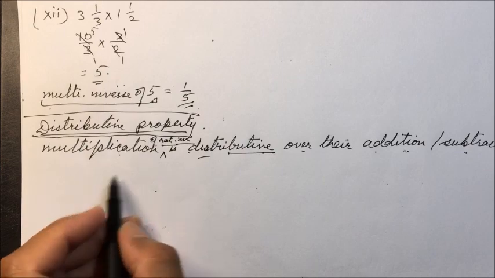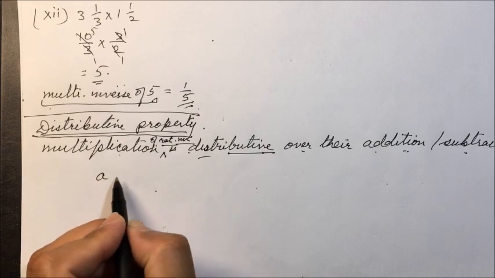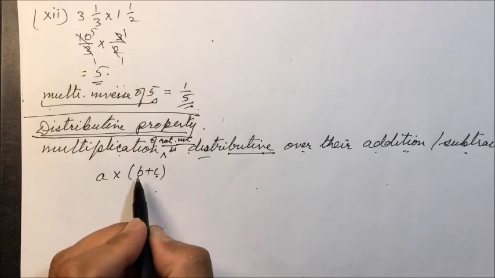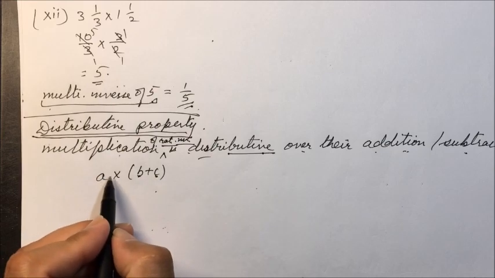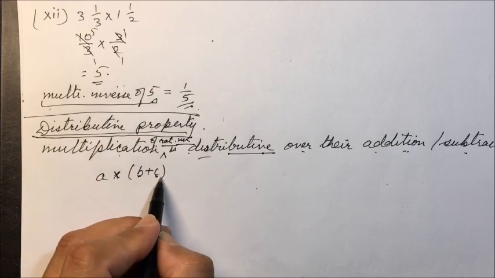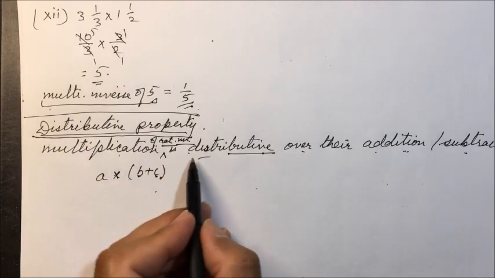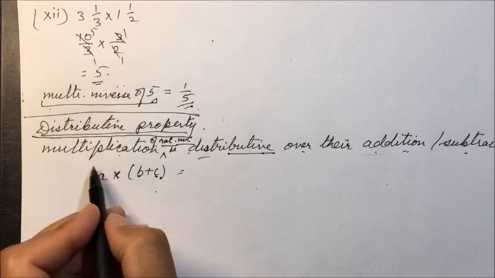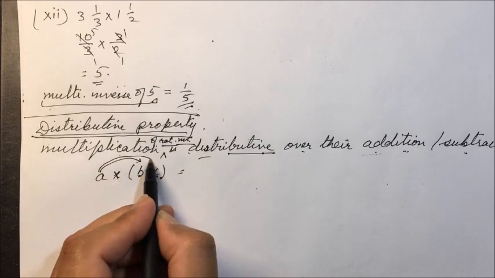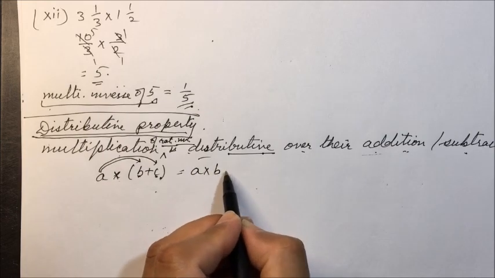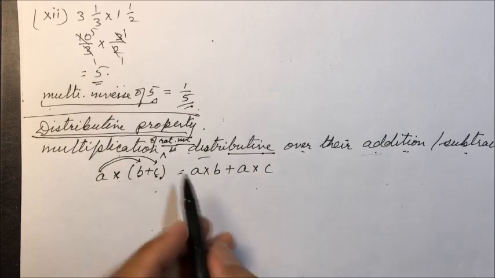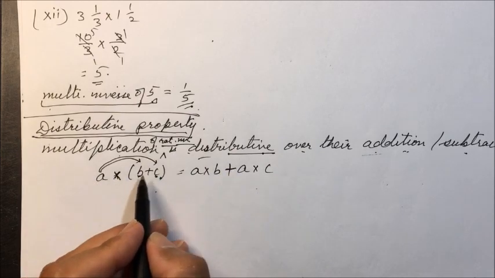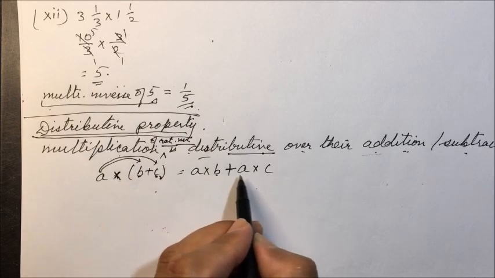For example, I am taking simple rational numbers, A into B plus C. First we add B plus C, and then A is multiplied to the sum of B plus C. Now, as we are saying, multiplication is distributive over addition or subtraction. How will we distribute it? A into B, next A into C. So A into B plus A into C. So multiplication got distributed over addition. So A into (B plus C) equals A into B plus A into C.